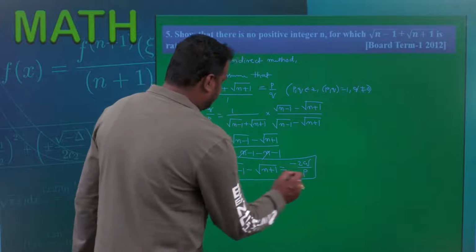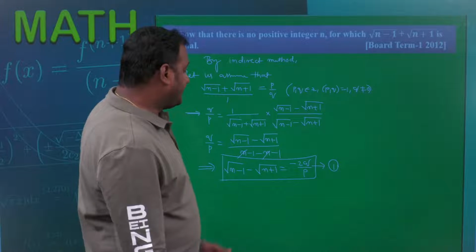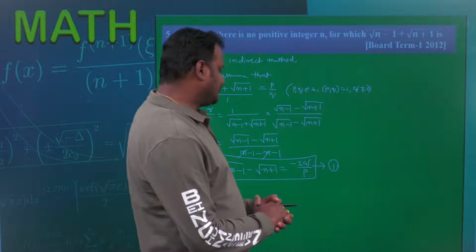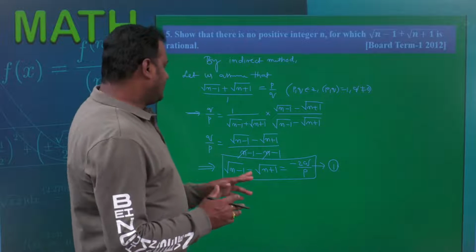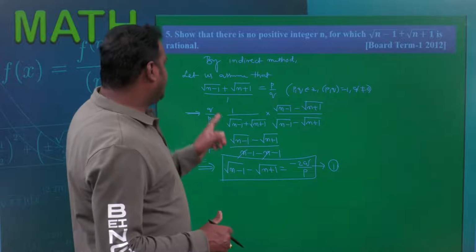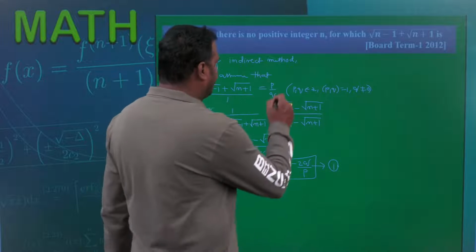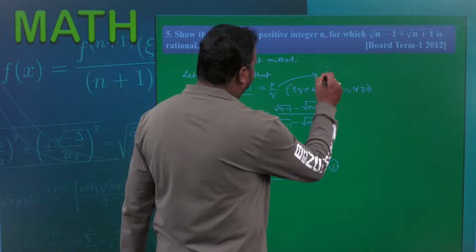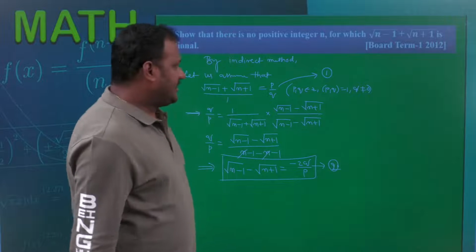Got it? This is the first one. Root over n minus 1 minus root over n plus 1 is equal to minus 2q by p. This is one equation, and root over n minus 1 plus root over n plus 1 is equal to p by q is the other. Let me take this as the first equation and this as the second equation. These are two equations.